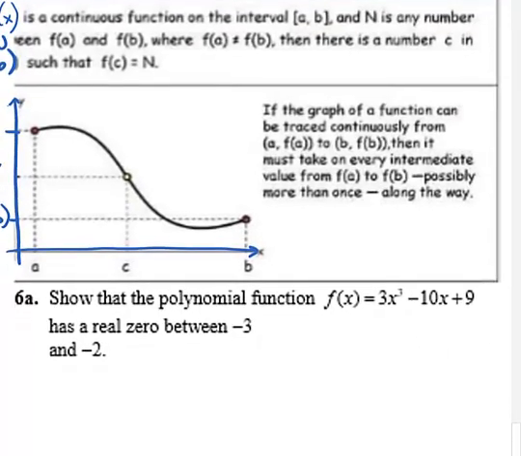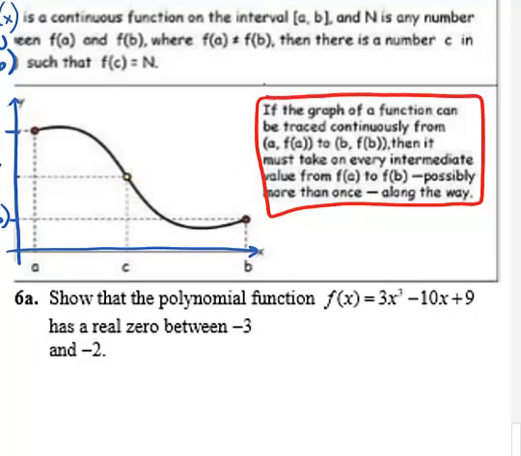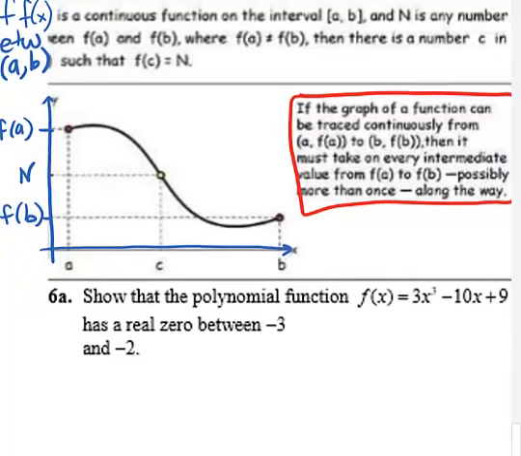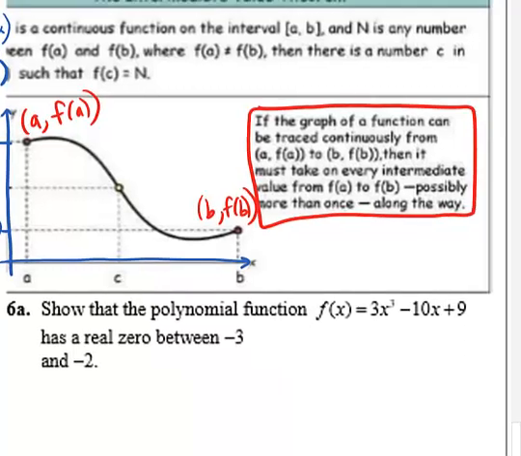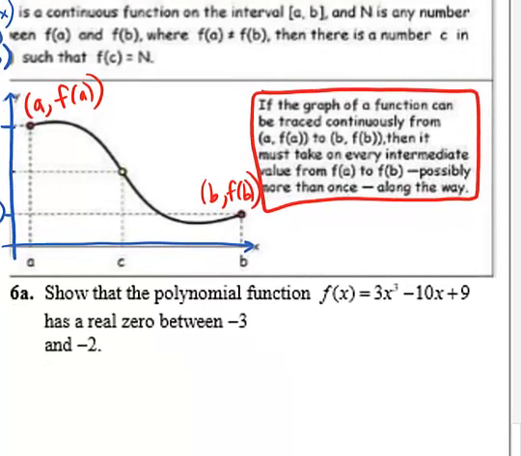Oh, actually, this kind of talks about it a little bit here. Let's see if that makes sense. This is just a rephrasing in actual terms, maybe we can understand. So if the graph of a function can be traced continuously from one point to another, they just call it a, f of a, so there's that top left point. If it's traced continually to b, f of b, so they're just saying you didn't pick up your pencil and put it back down to draw this graph, it should be continuous, then it must take on every intermediate value from f of a to f of b, possibly more than once even along the way.